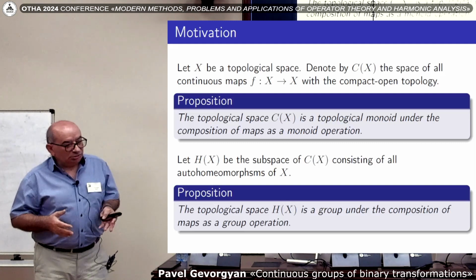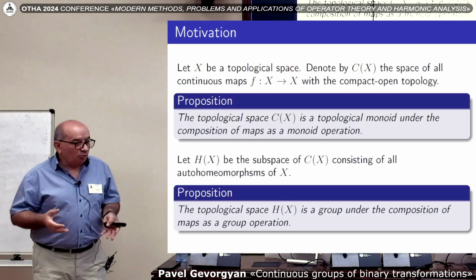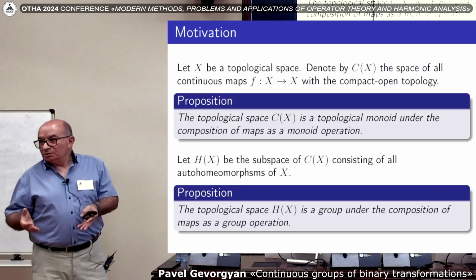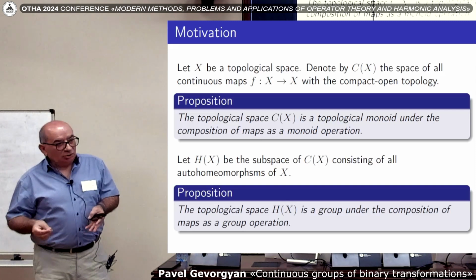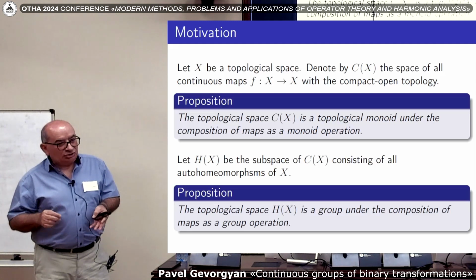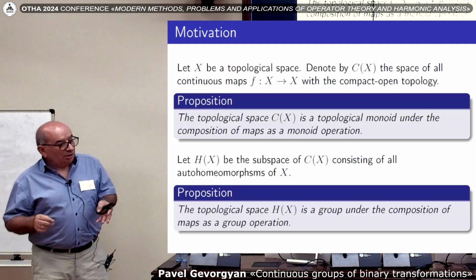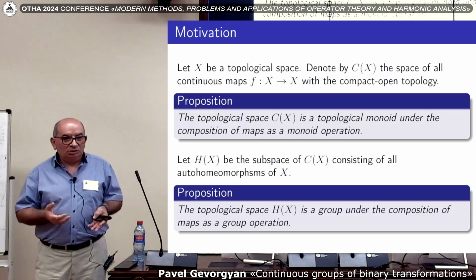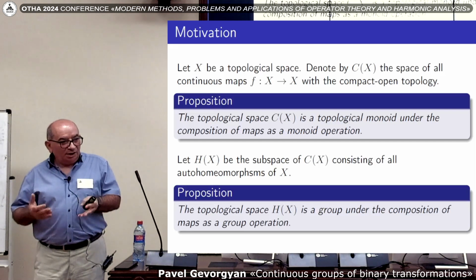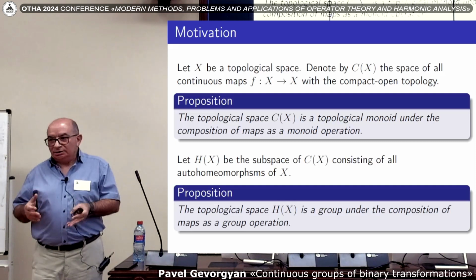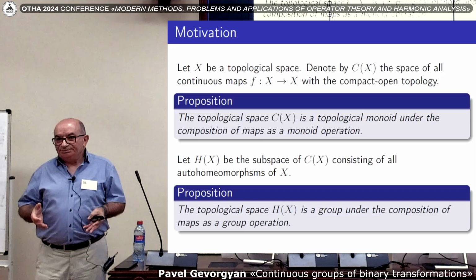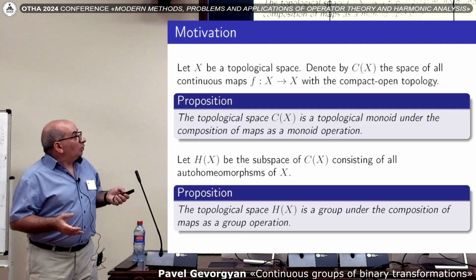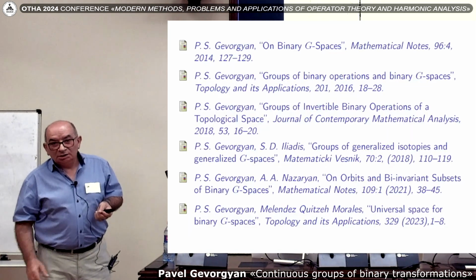But in all these argumentations, one can consider binary operations instead of unary operations. And in this way, in my paper published in Mathematical Notes in 2014, the notions of a binary action and a binary G-space were introduced. Next in my talk, I will construct the group of all continuous invertible binary operations and define the notions of a binary action and a binary G-space. And then I will present some results of the theory of binary G-spaces, which can be found in the following papers.